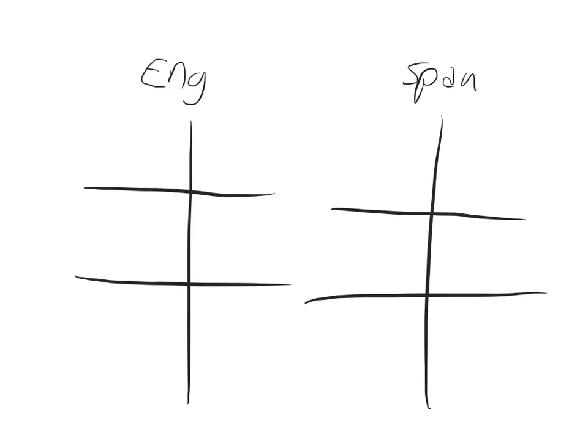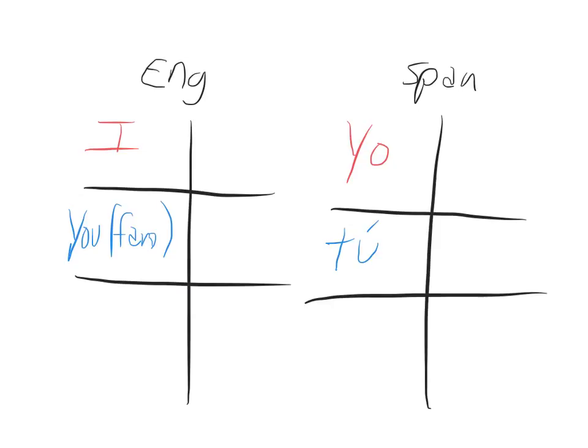Okay, so we start with the top box, which is going to be I, and in Spanish, yo. Followed by the next box, which is going to be you, familiar, which in Spanish is tú, which is followed by the he, she, and you formal box, which in Spanish is él, notice the accent, ella, and usted.